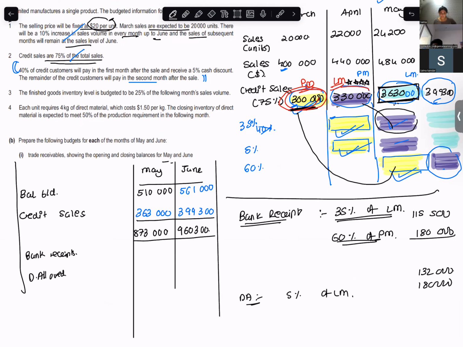363,000 into 40% will become 145,200. But you have to give 5% discount on this. Into 5%, so 7,260 will be the discount. 145,200 minus 7,260 becomes 137,940. So what you receive is 137,940 plus 198,000. So this will become 335,940.